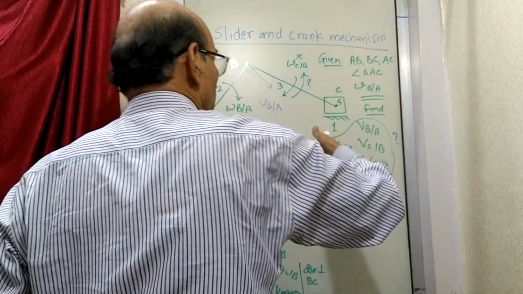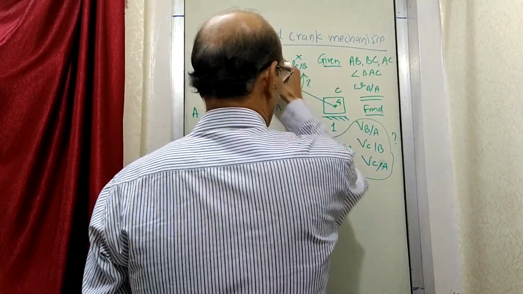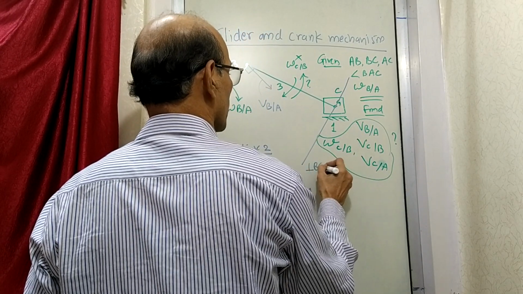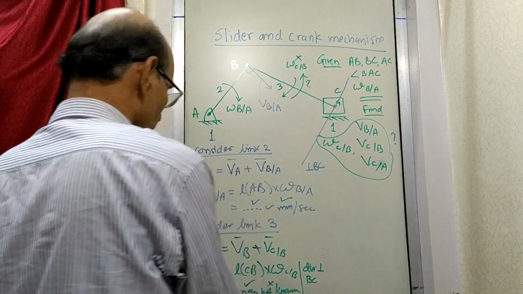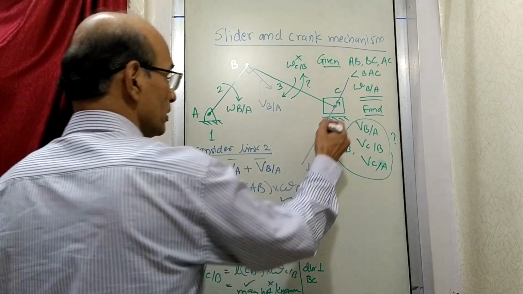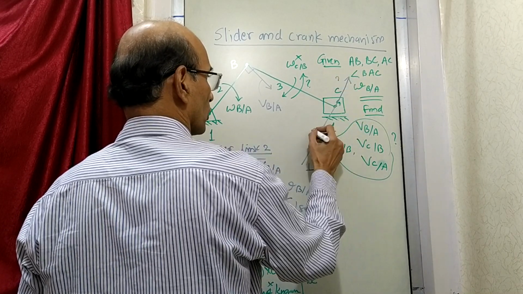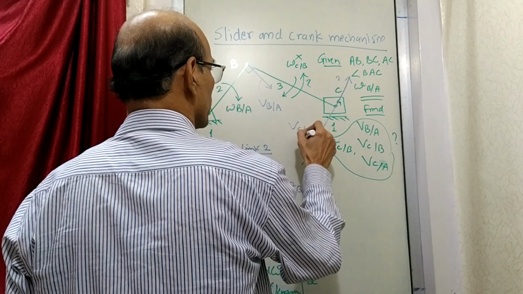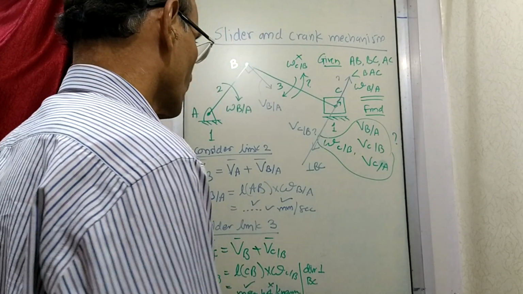The direction will be perpendicular like this. So if I draw a line perpendicular to this line, perpendicular to BC line is drawn. Now on this line, there will be this velocity. Velocity of C with respect to B will be either like this or like this. One of the two will be the velocity of C with respect to B, which we don't know at the moment.